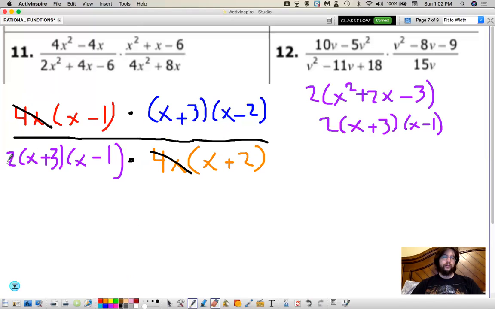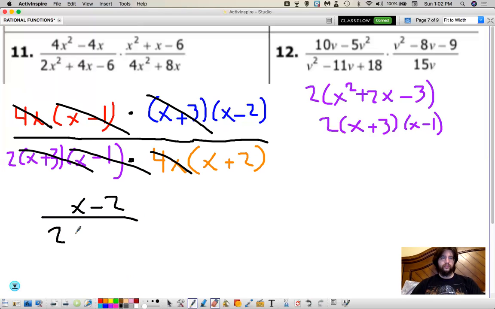You could have done the 4 and the 2 right here, and then you got another 2 and a 2. Doesn't matter. These cancel. X minus 1s cancel. X plus 3s cancel. X minus 2 and X plus 2 don't cancel. So all in all, I'm left with X minus 2 over 2 times X plus 2. Leave it like this, don't distribute.